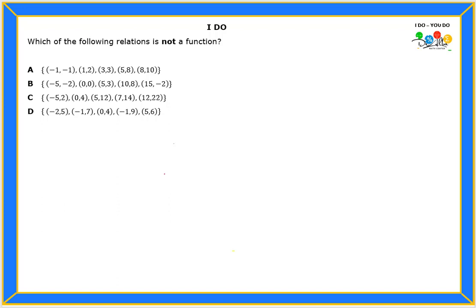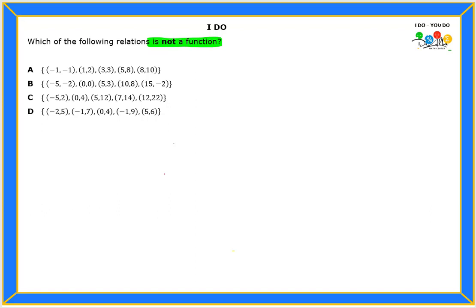And it says, which of the following relations is not a function? So I'm looking for something that is not a function. So they're giving you answer choices with relations, right? And they say relations because not until we determine whether they're a function or not can we change the name for that. So right now, they're considered a relation because as long as they have an x and a y value, it is a relation.